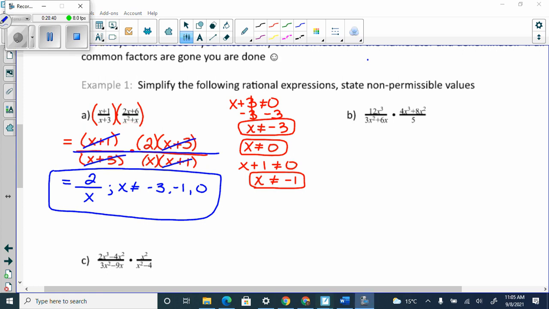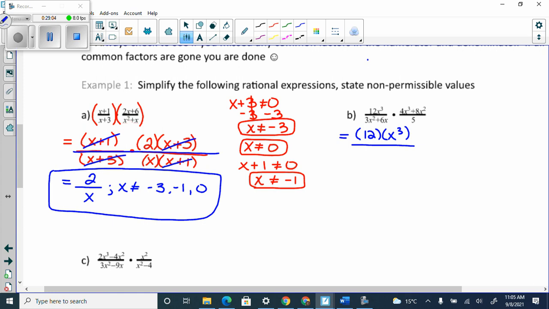What can we do to the top left? The numerator on the top? Nothing. So we can just put it in brackets. So we're going to go 12 and x cubed. The left denominator, I can take out a, yeah, what's up?